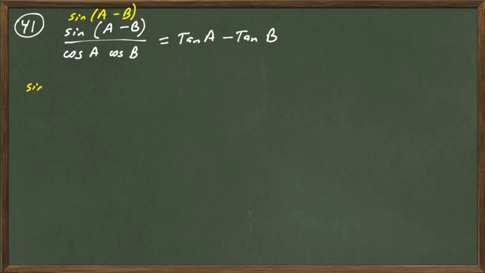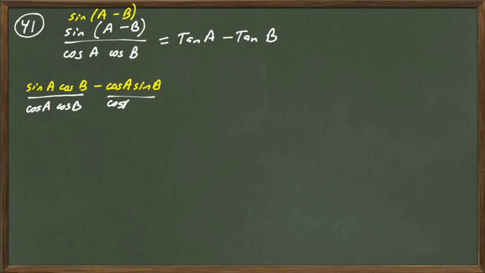I believe it's sine A cosine B. Same sign, you're right. And this would be what? Cosine A sine B. Okay. And what is that divided by here? So this is divided by cosine A cosine B divided by cosine A cosine B.